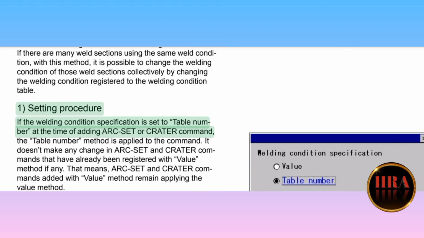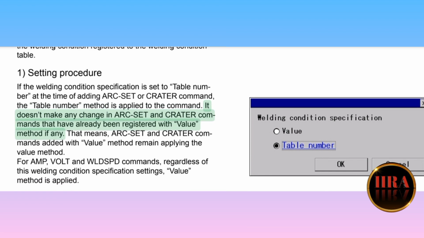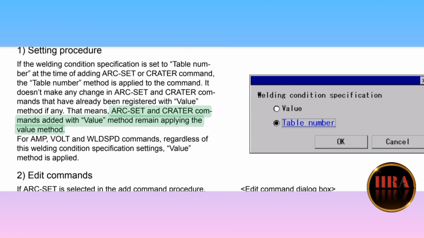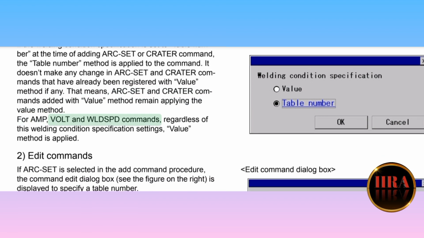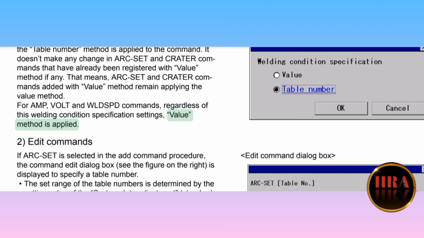1. Setting procedure. If the welding condition specification is set to table number, at the time of adding an arc set or crater command, the table number method is applied to the command. It doesn't make any change in arc set and crater commands that have already been registered with value method, if any. That means arc set and crater commands added with value method remain applying the value method. For AMP, VOLT and WLD SPD commands, regardless of this welding condition specification setting, value method is applied.